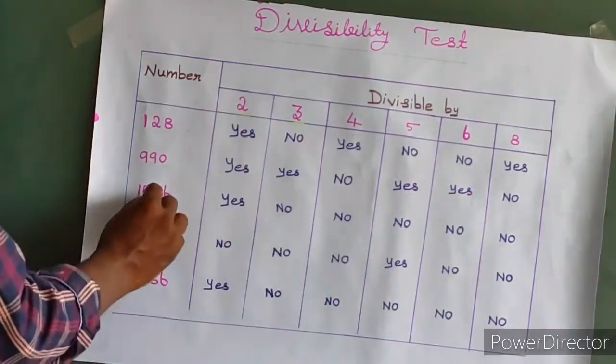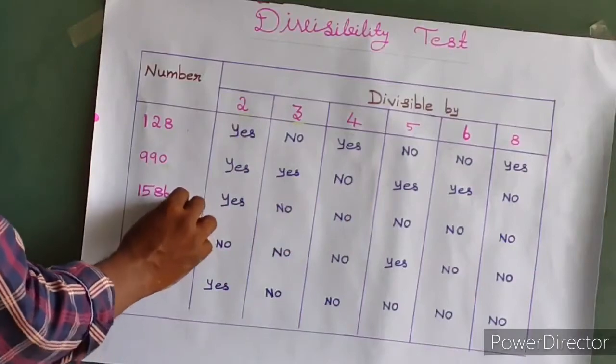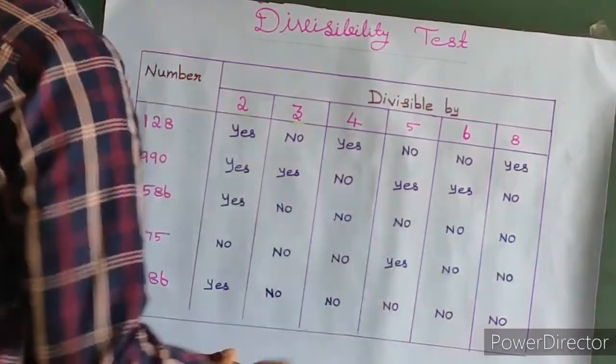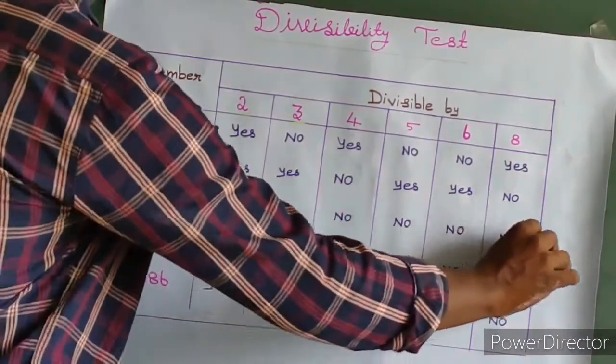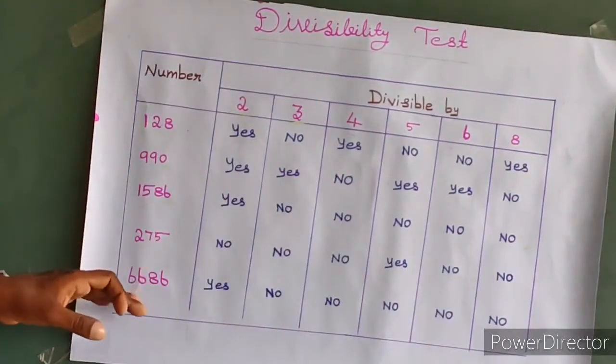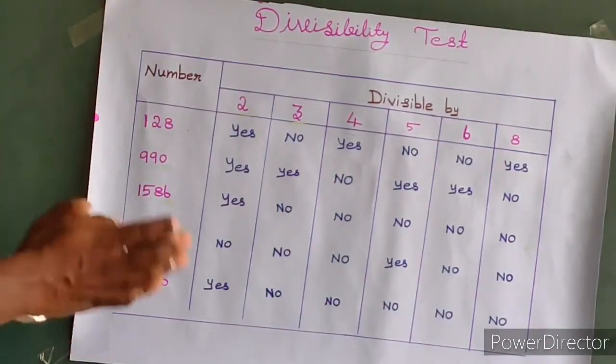And what is the condition for 8? The last three digits, 586, are not divisible by 8. So this is not divisible by 8. So we can write no. And so on, 275 and 6686 use the same method.